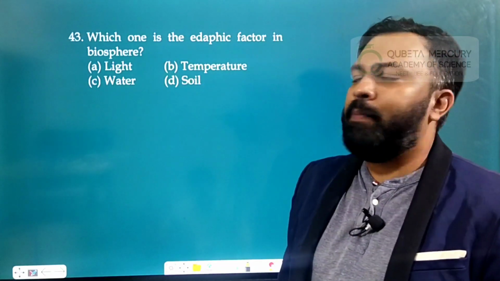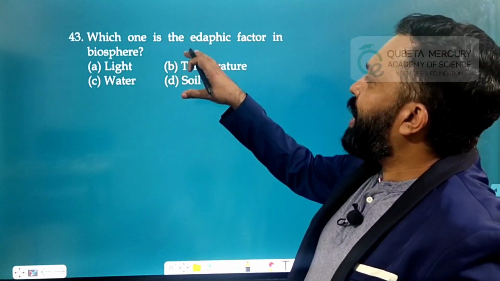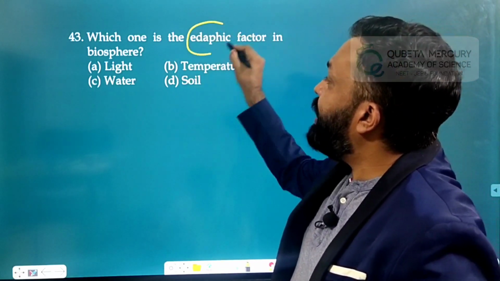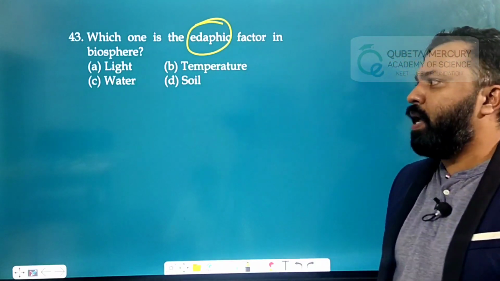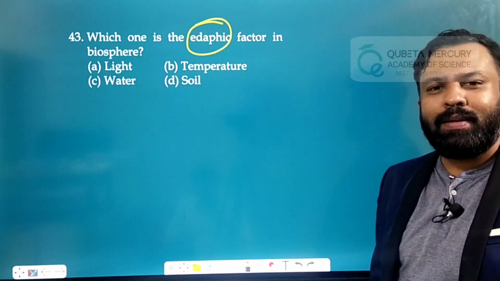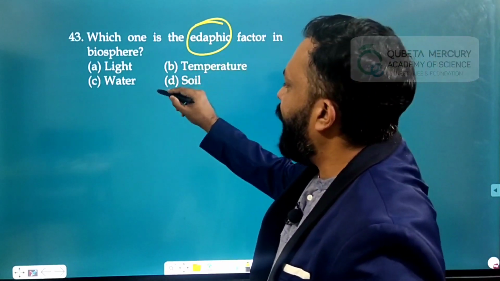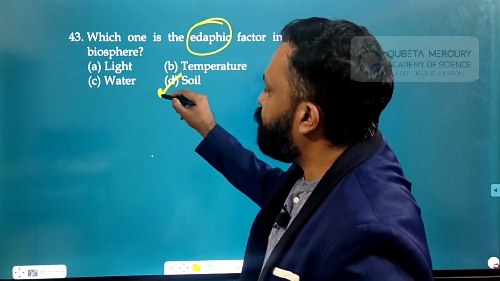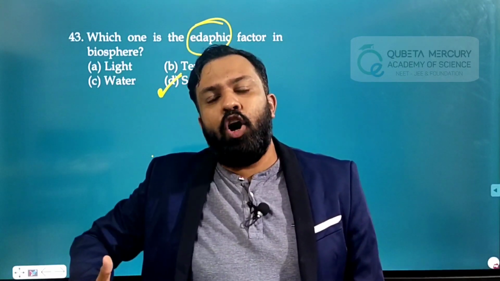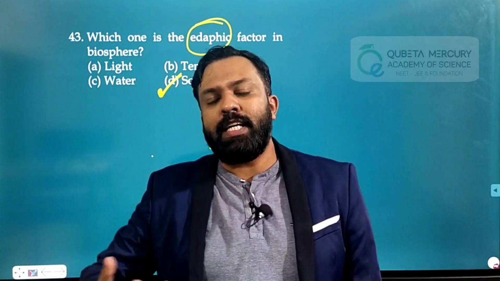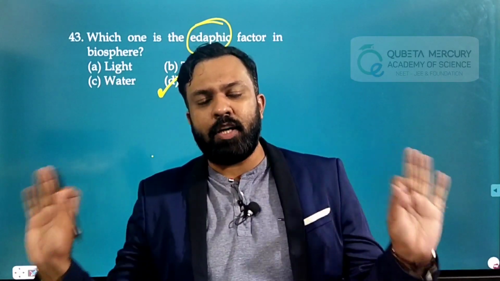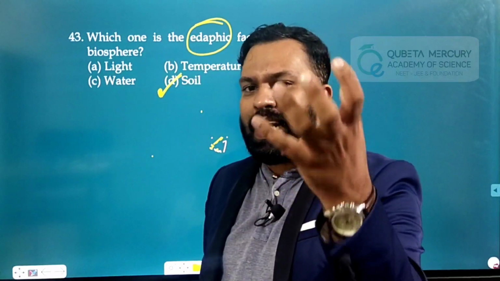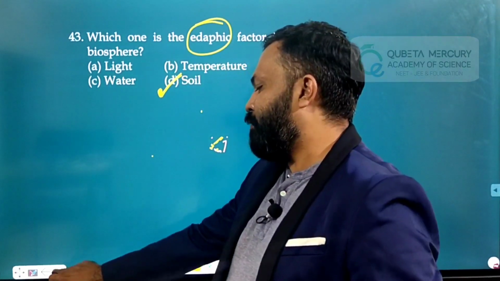Question number 43. Which one is the edaphic factor? Edaphic factor in the biosphere? Light, temperature, water and soil. So, a straight question: edaphic factor means soil. The soil related factor, that means the size of grains of soil, the water holding capacity of soil, the fertilizers in the soil, even the microbes in the soil. Anything connected with the soil is said to be edaphic. The soil related factors are said to be the edaphic factors.